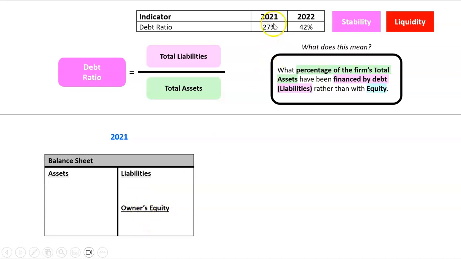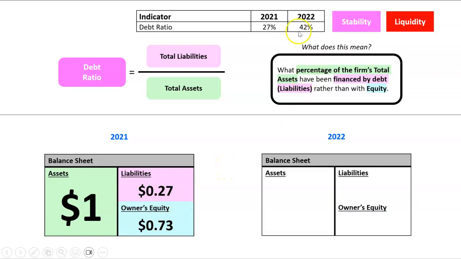And what this tells us is that in 2021, the debt ratio was 27%. So this is telling us what percentage of every dollar of assets was financed by debt. So 27 cents of that dollar of assets was financed with debt, and the owners therefore have a claim to 73% of the assets.